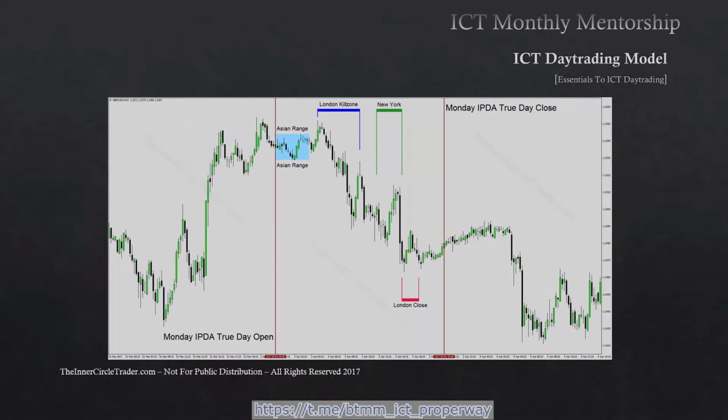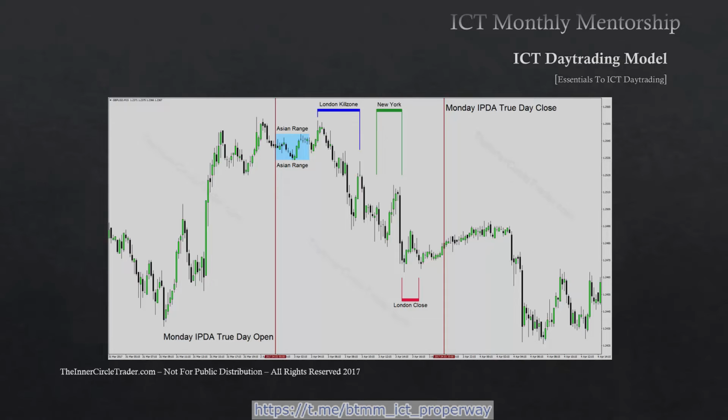Okay, so let's take a closer look at what we've outlined here. What we have is a true day for Monday, April 3rd, 2017. We classify this as an ICT True Day: open at midnight and Monday True Day close at 3 p.m. New York time. You can see that there are very, very specific time elements being shown here.